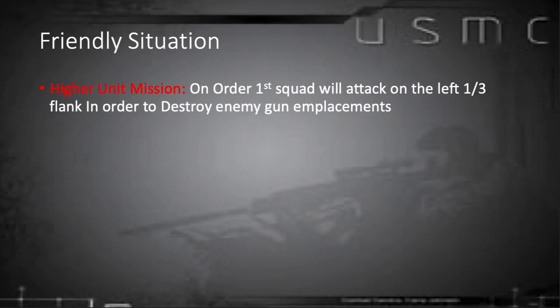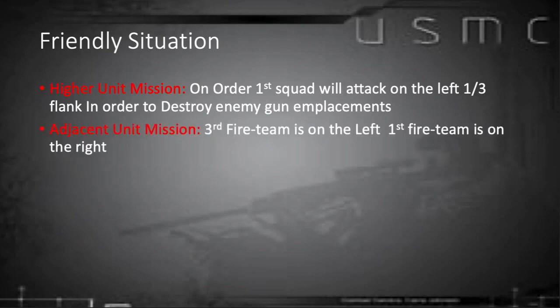So this is just your higher unit mission, and you get this when you get briefed. It comes from your commander's intent, okay? So when you're getting a briefing, be paying attention to the briefer and his commander's intent, because whatever he says for commander's intent, that's the mission of your higher unit. All right, so the next part is adjacent units.